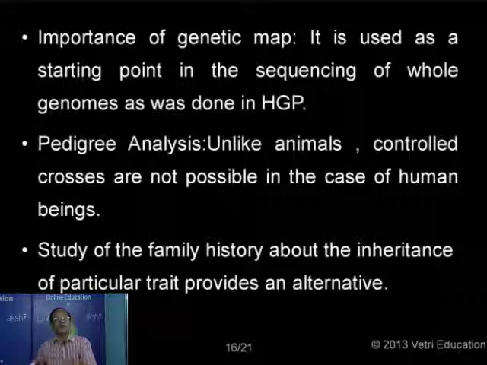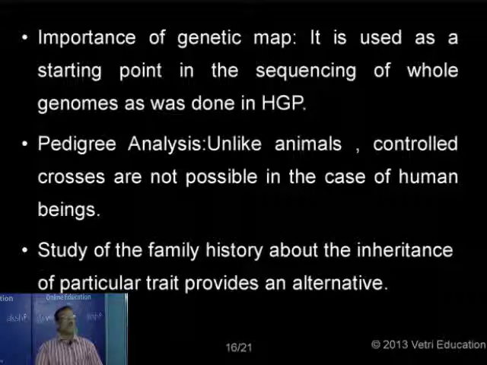You can take two individuals of different characters and make a cross. This is called non-random mating or preferential mating. So it is a controlled cross. But in human beings, it is not possible. That is why geneticists found a new method, the study of family history, taking one character, the inheritance of a particular trait: how far this character has been passed on through the generations, one after another.